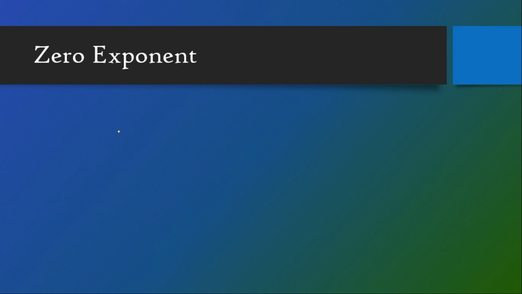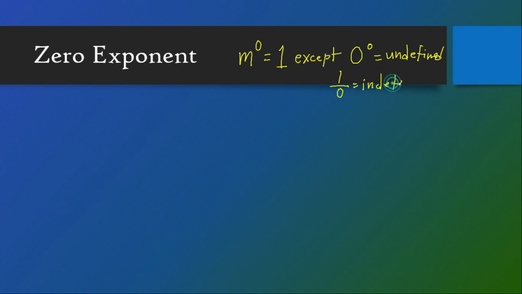Next one. Okay, dito na tayo sa ating special cases. We have the zero exponent. So, any number that was raised by 0, ang laging sagot nyo dyan will be equal to 1. Except 0 raised to 0, kasi yan ay undefined. Okay, ano naman yung tawag kapag 1 over 0? That is indeterminate.